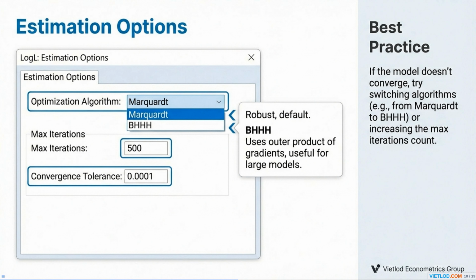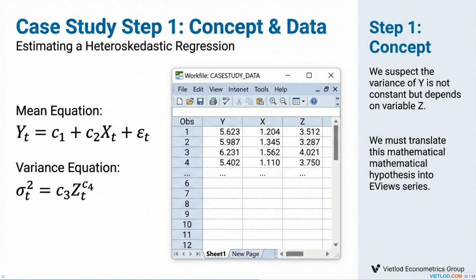This slide shows the LogL estimation options dialog box in EViews. Here, you can select different optimization algorithms. Marquardt is the robust default algorithm. BHHH, or Berndt-Hall-Hall-Hausman, uses the outer product of gradients and is useful for larger models. You can also adjust the max iterations, which is set to 500 here, and the convergence tolerance, set to 0.0001. A best practice is that if your model doesn't converge, try switching algorithms, for instance from Marquardt to BHHH, or increase the maximum number of iterations.